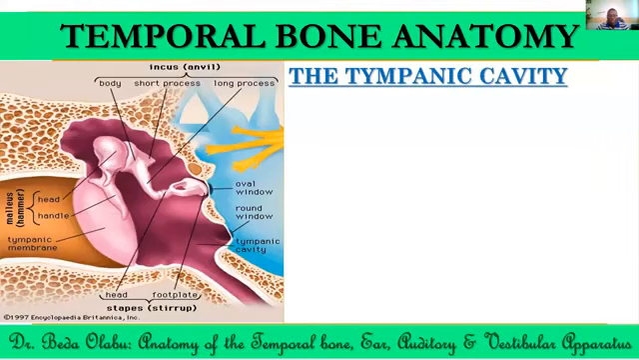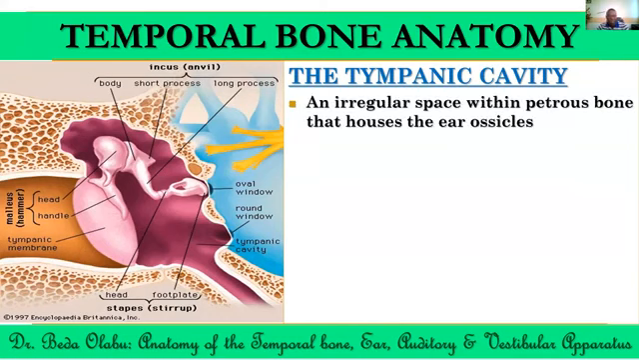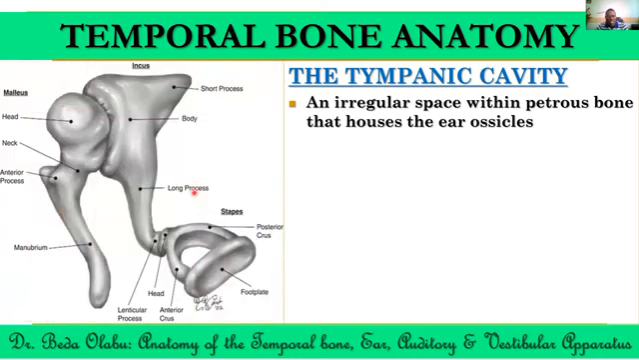We can now talk about the middle ear. It's also called the tympanic cavity. The middle ear cavity or the tympanic cavity is an irregular space within the petrous bone. The main function of the middle ear is to house the ear ossicles, the ossicular chain. Let's talk about the ossicular chain. So there are three ear ossicles. We have the malleus, we have the incus and stapes. Very tiny bones. They're joined by synovial joints actually.